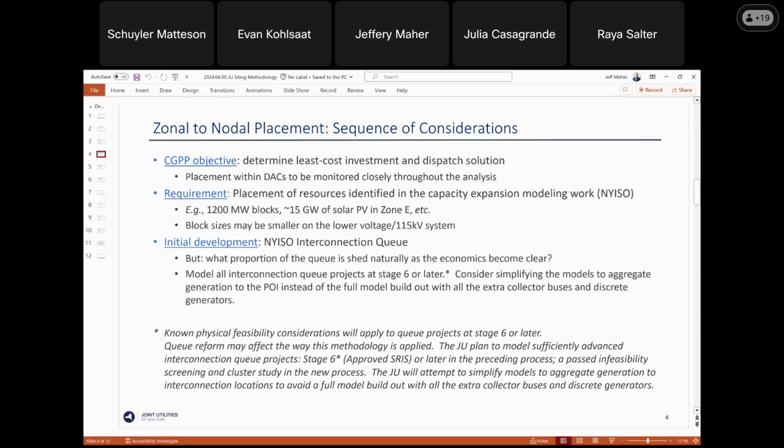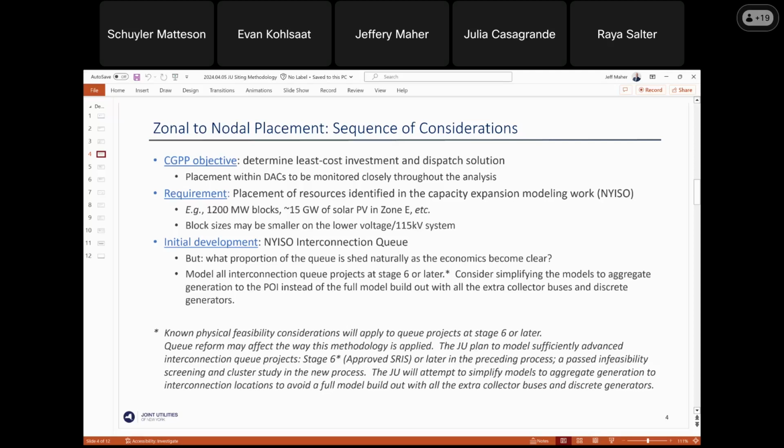And then on a zonal basis, you saw we had upwards of almost 15 gigawatts of solar PV in Zone E. So there's quite an extensive build out that we have to take into account, potentially much larger than the amount of load that we have to serve in certain areas, which is going to result in a significant amount of congestion. So we have to factor that into this siting methodology. And that block size there of 1,200 megawatts, we'll talk a little bit more about that. They'll be smaller on the lower voltage systems.